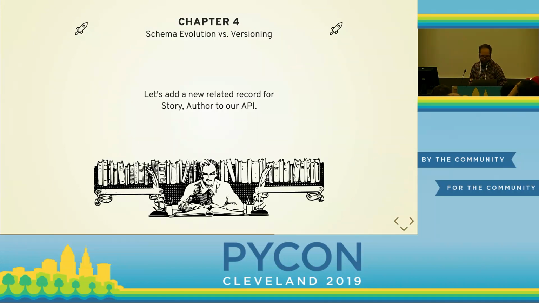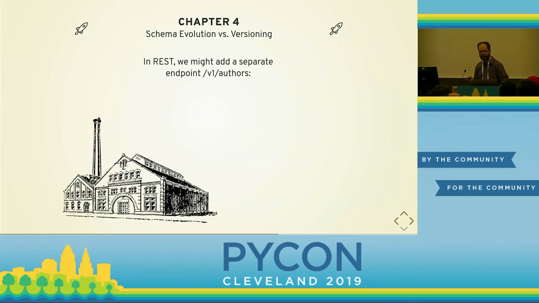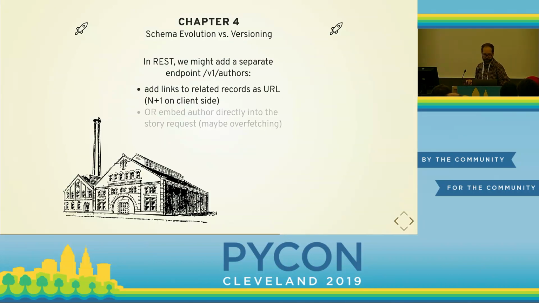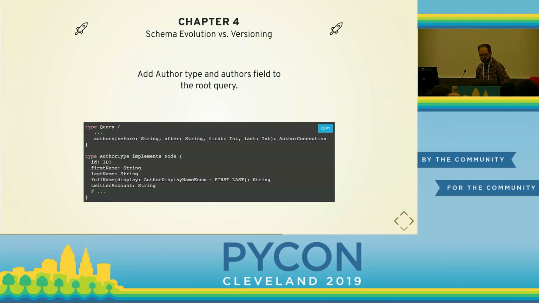Cool. So let's consider adding a new record related to the story author to our API. In REST, we might add a separate endpoint, v1 authors. We might add links to related records as URLs, which may lead to n+1 on the client side. Or we might embed the author directly into the story request, which might lead to overfetching for some clients. Do we need to bump the new version for the stories endpoint? Will that have an impact on clients? It's a question. With GraphQL, adding fields is a safe change. We don't need to worry about it.